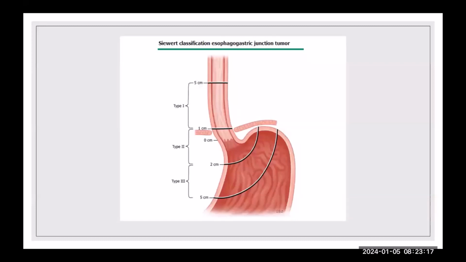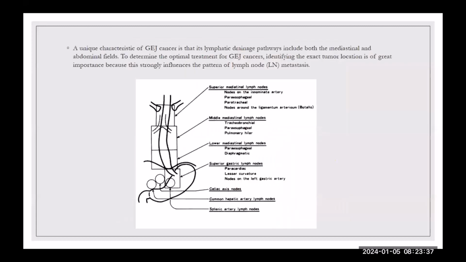Type 1 and 2 are generally, for surgical management, managed like cancers of the esophagus. And type 3 is something which runs from 2 centimeters after the gastroesophageal junction up to 5 centimeters. This type 3 has the worst prognosis and is managed like carcinoma of the stomach.